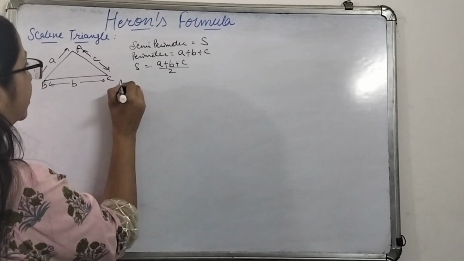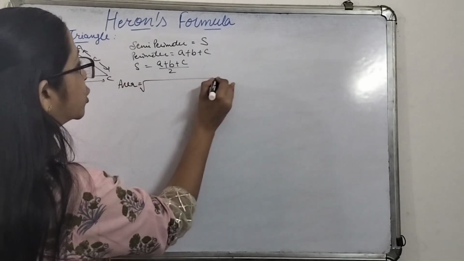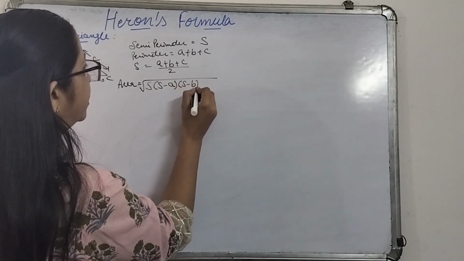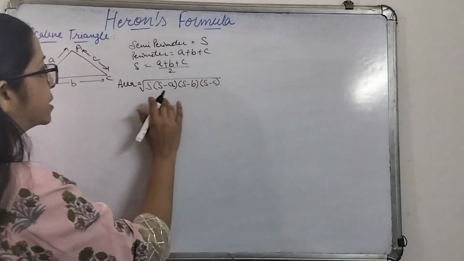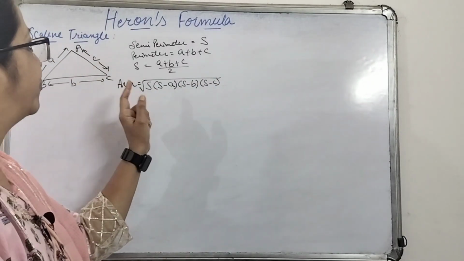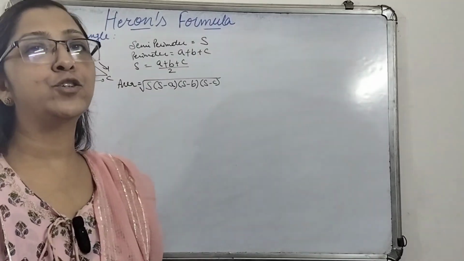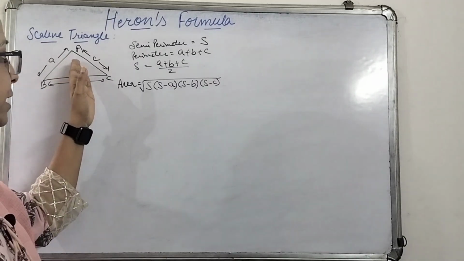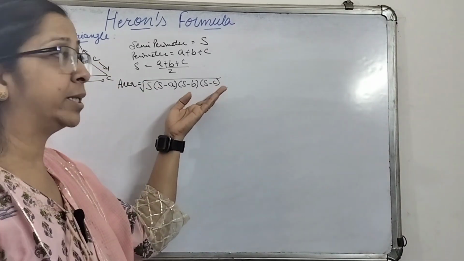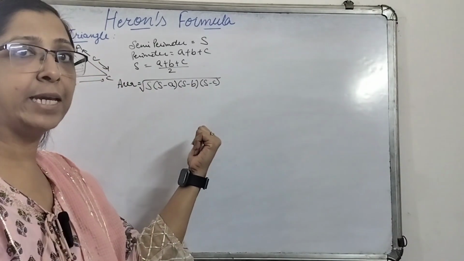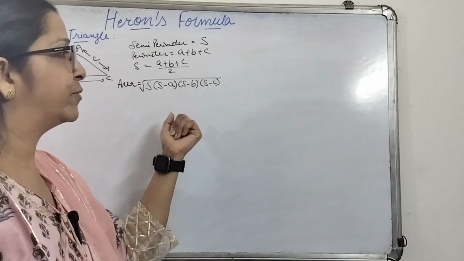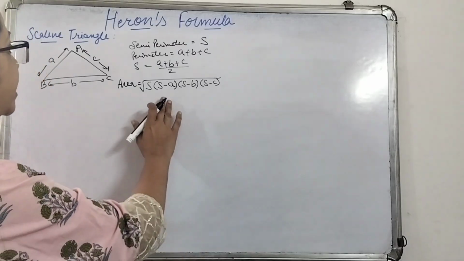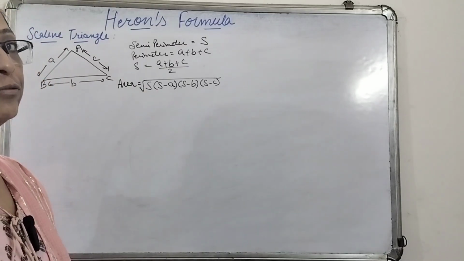Now the area of the triangle will be given by the square root of S, S minus A, S minus B and S minus C. This is how, using this formula, we can find the area of any triangle. Here A, B, C are the three different sides of your scalene triangle. They could be the same also. In the case of an equilateral triangle, all of A, B, C will be the same. In the case of an isosceles triangle, two of them will be the same. And in the case of a scalene triangle, all three will be different. So using this formula, we can find the area of any triangle.